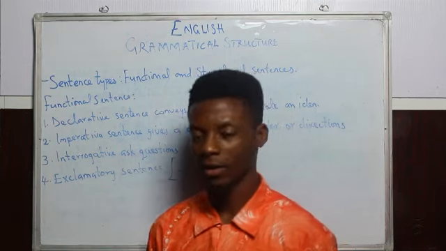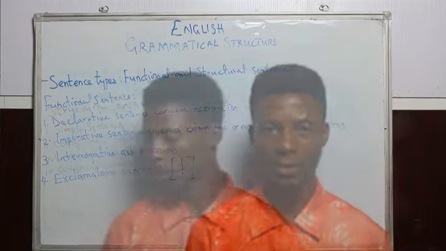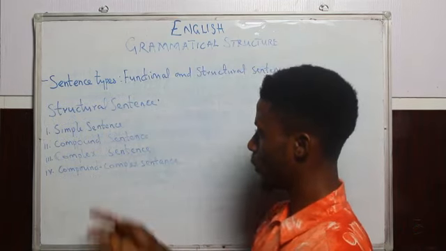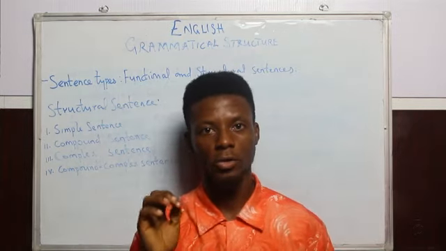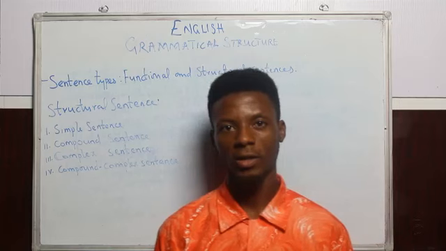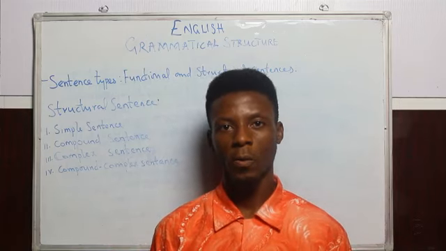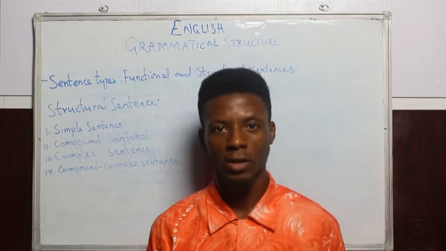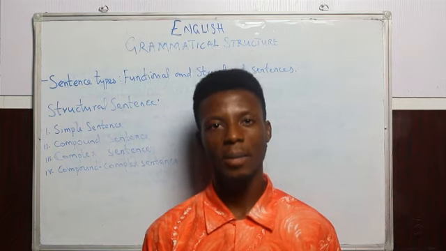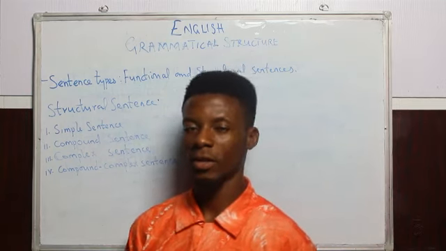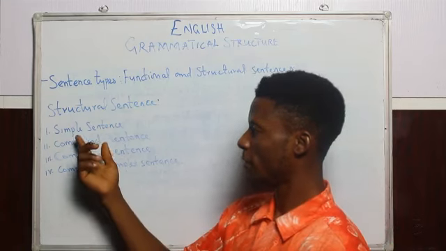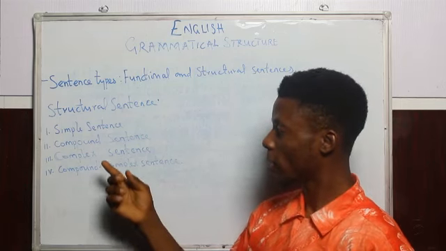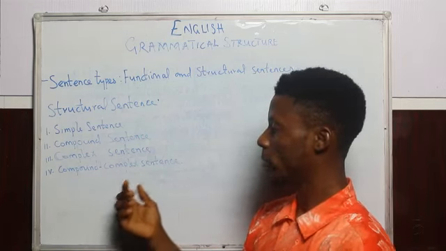Now we'll be taking a look at the structural type of sentence. Structural sentences show the structure of a sentence, whether a sentence has more than a clause, whether it has subordinate or main clauses, how many subordinate clauses are in the sentence, or how many main clauses are in the sentence. These are determined by the structure of the sentence. And we have the simple sentence, the compound sentence, the complex sentence, and the compound complex sentence.